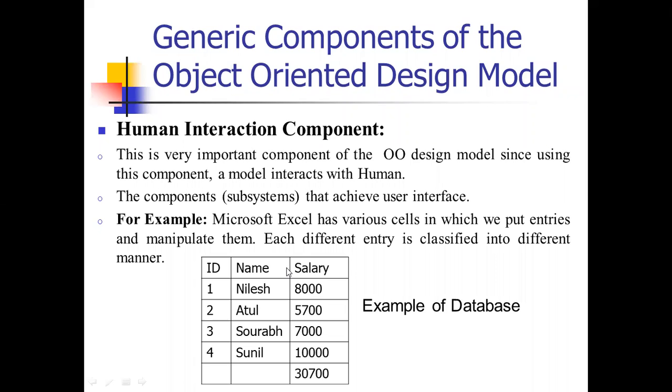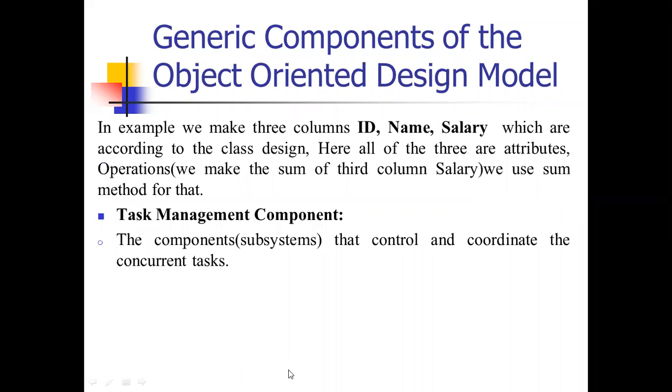And then there are the operations. Here we are going to do some operations, like calculating the sum of the salary. You can see the last row is for the sum of all the salaries of these four IDs. That is the operation, making the sum of the column. We are also using an alternative pattern in this object oriented design. So that is the human interaction component of the object oriented design model.